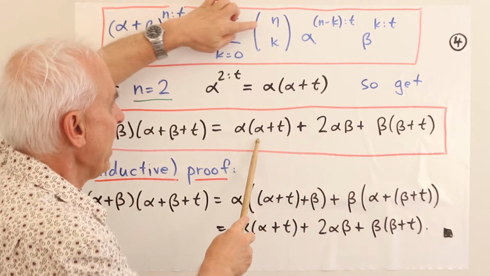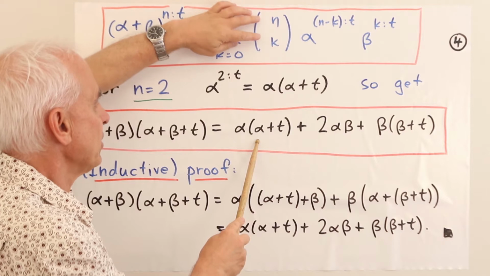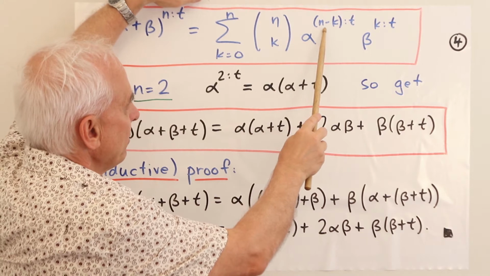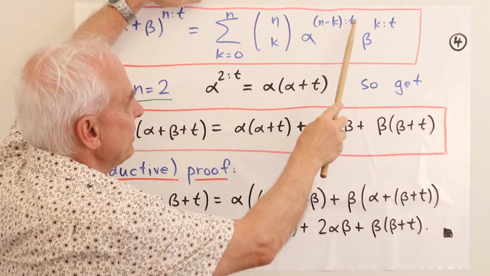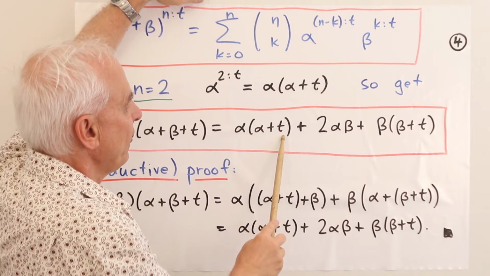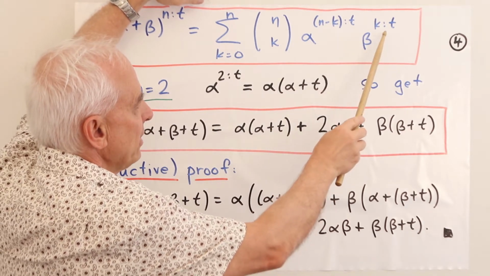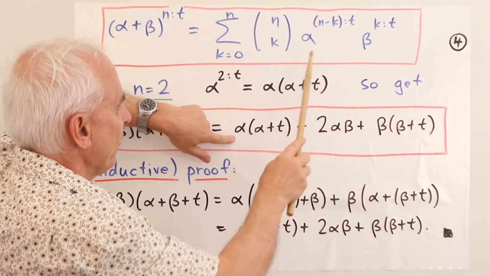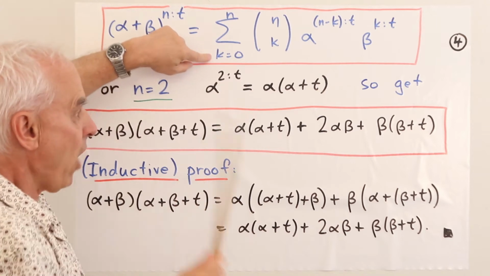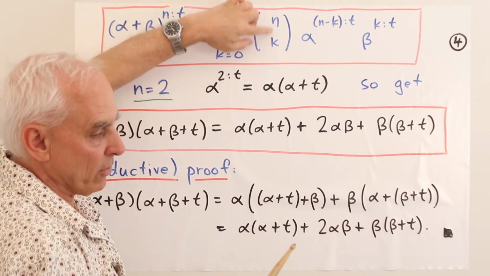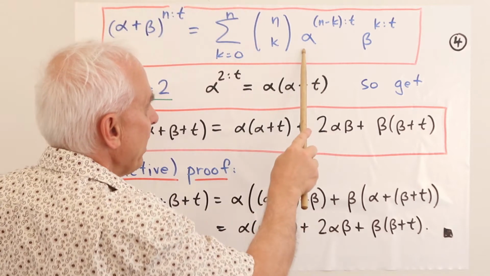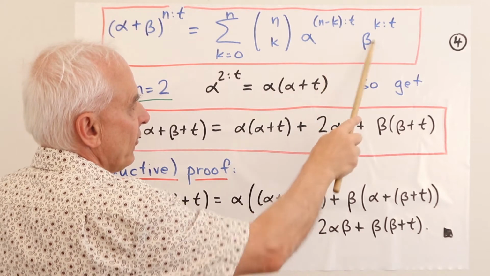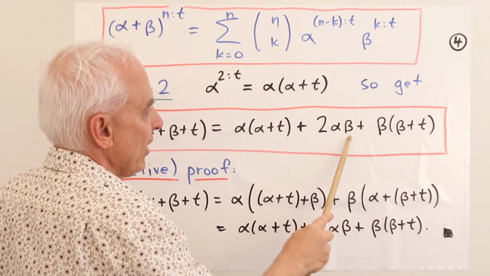When k is 0, we get 2 choose 0, which is 1, times alpha to the 2 colon t, so we get alpha times alpha plus t, and this one is beta to the 0 colon t, which is 1, okay? So we just get alpha times alpha plus t for the k equals 0 term. When k is 1, we get 2 choose 1, that's 2. And then this term here is alpha to the 1 colon t, which is just alpha, and this is also 1 colon t, so that's just beta.